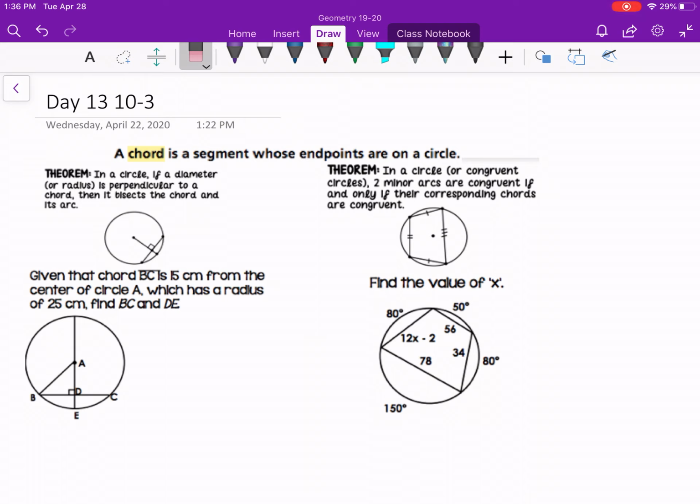The last thing we're going to talk about is what a chord is. A chord is a segment whose endpoints are on the circle. So these are the lines that aren't diameters, right? This is a line from like here to here that doesn't go through the center, but it is still a line inside the circle that goes from endpoint to endpoint.